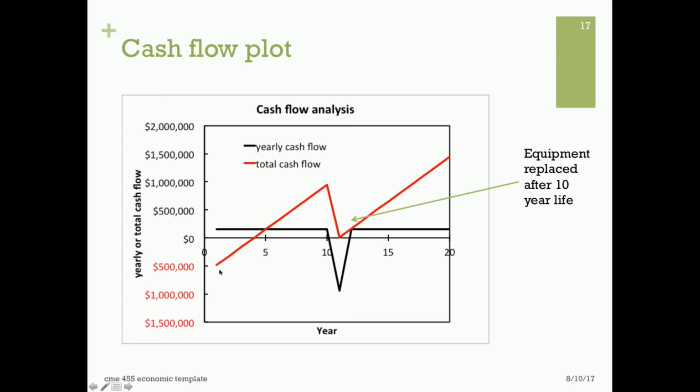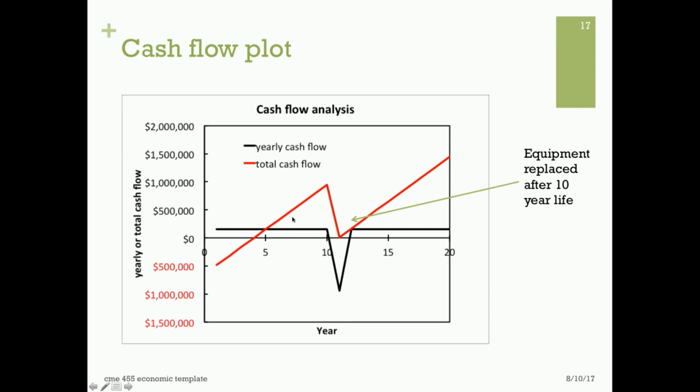The items in red show you the total cash flow, and again, you break even in year 5, and then you make money, and then you spend money on replacing equipment, and then you really do a much better job of making money. This is equipment being replaced after ten years. So this is an example of what you're going to try to put together to show the economics of your process.